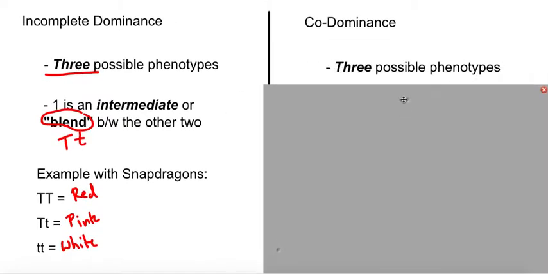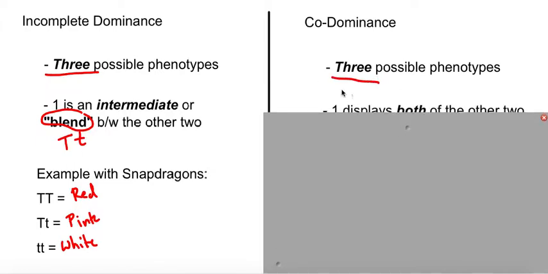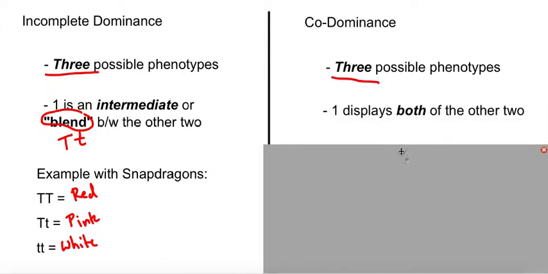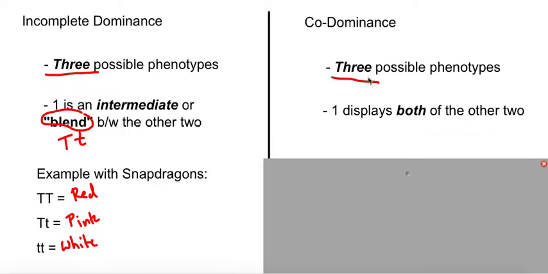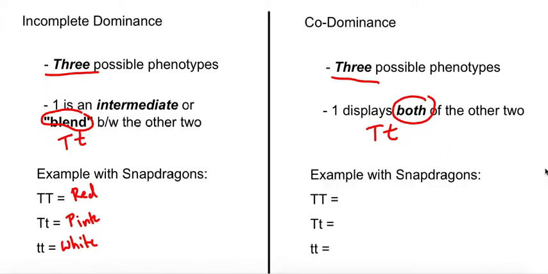Codominance is just exactly what it sounds like. In codominance, there are three possible phenotypes, just like before, except the heterozygote is going to be one that displays both traits. It's going to display the white and the red. It's going to display both because both are dominant, so both are going to be expressed. In snapdragons, big T is still going to be red, little t is going to be white, but the heterozygote is going to be spotted red and white.